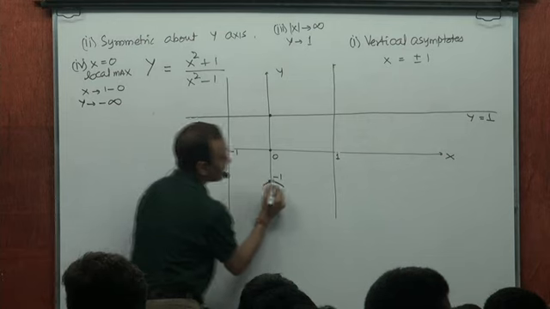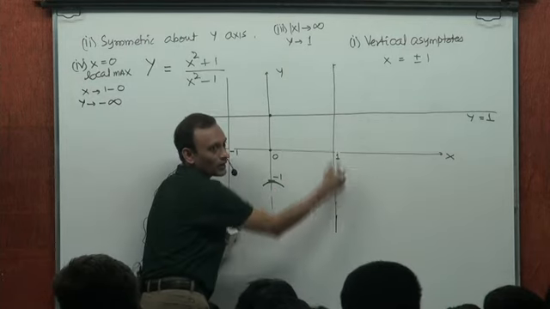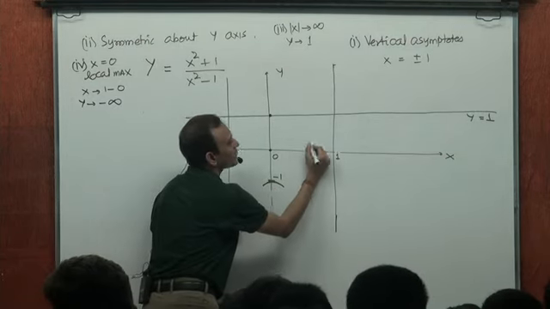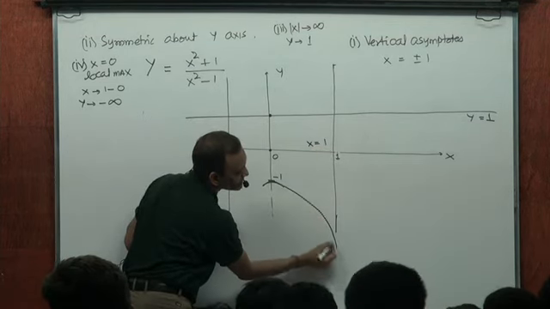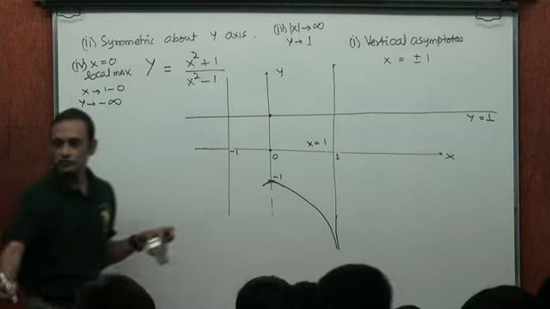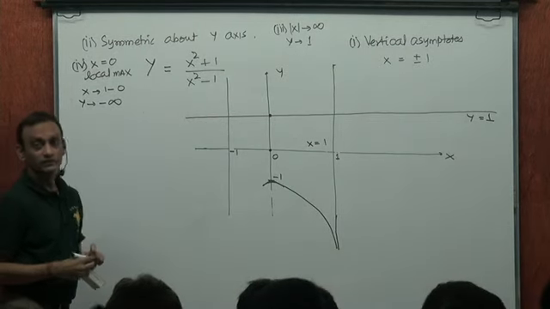Okay. So, now I am coming to this, the line x equal to 1. This is the line x equal to 1. As x tends to 1 from the less than 1 side, y tends to minus infinity. Yes or no? Right?